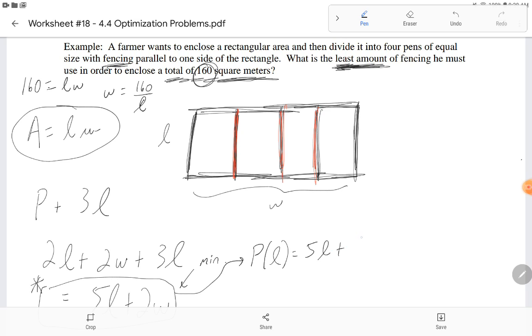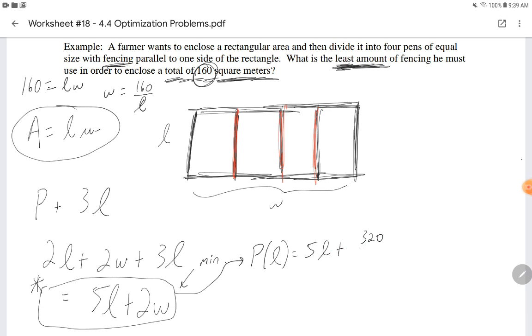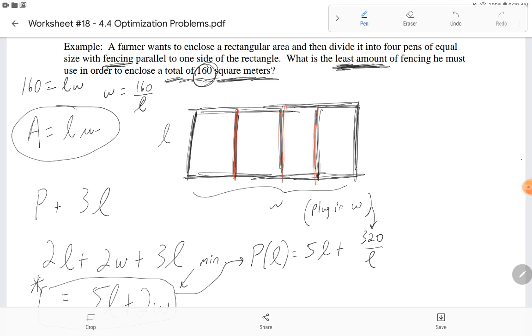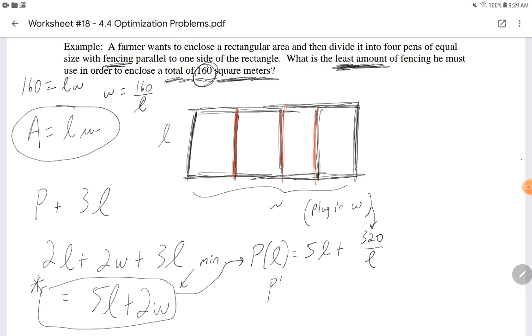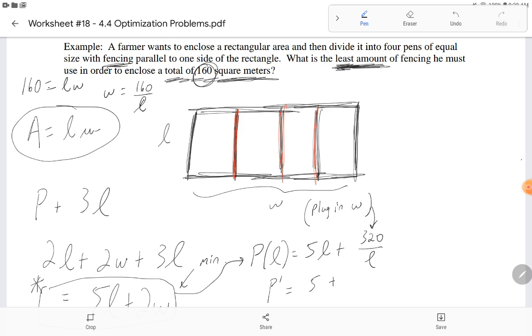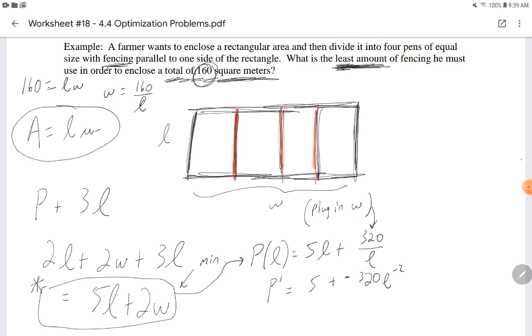It's 320 over L, because I plug in W, right? And look, I have a function here that I'm trying to minimize. So let's see the derivative of P, and I get 5 plus, what is this going to be? So L to the negative 1. So it's going to be minus 320 L to the negative 2, right?